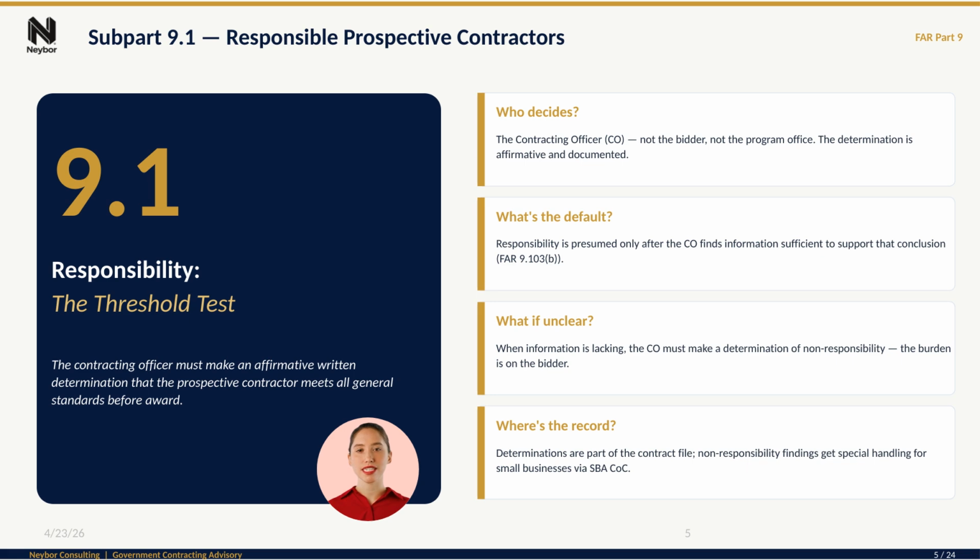Second, responsibility is not presumed automatically. The CO has to find that the information in front of them is sufficient to support that conclusion. Third, and this is where many bidders get surprised, if the information is unclear or missing, the CO is actually required to find the bidder non-responsible. The burden of persuasion is on you. Finally, every determination gets documented in the contract file. For small businesses, a non-responsibility finding triggers a separate certificate of competency review by the Small Business Administration. But more on that in a moment.